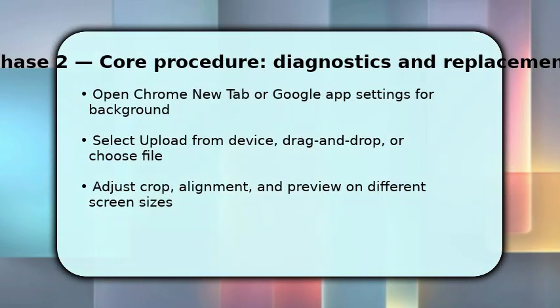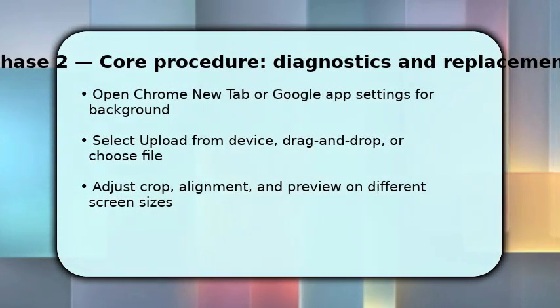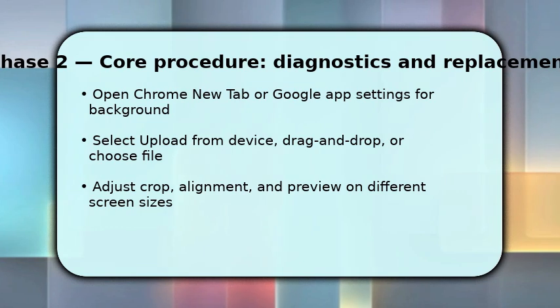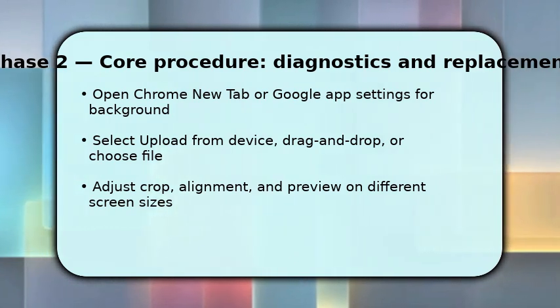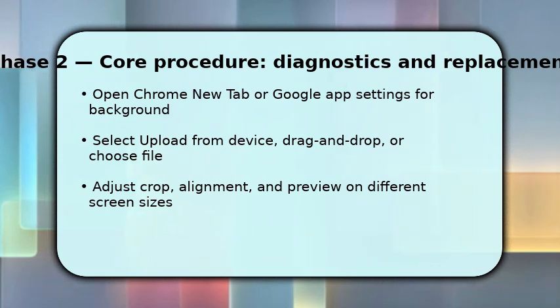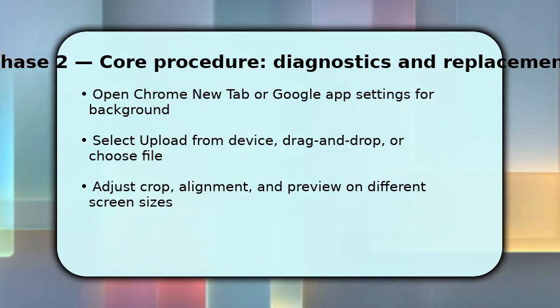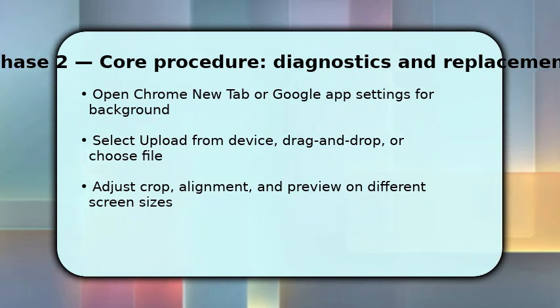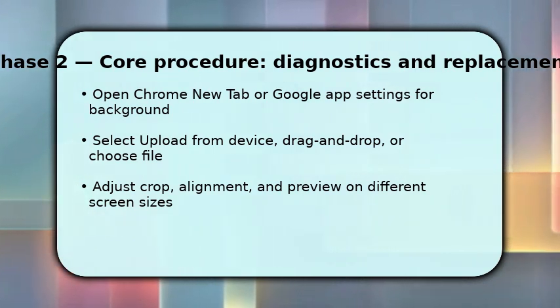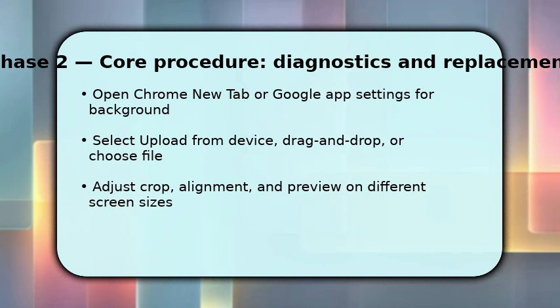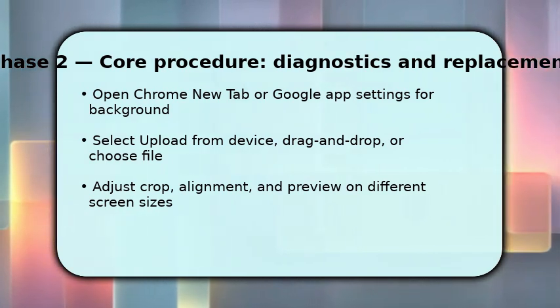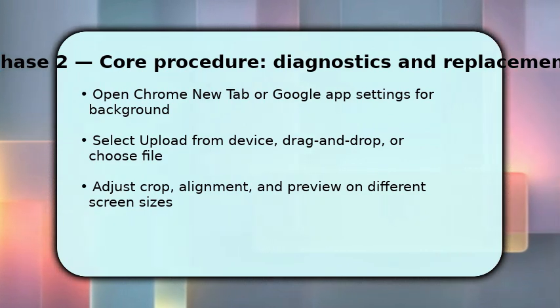Now upload the image through Chrome's new tab customization or the Google Apps background option. Open a new tab, click Customize, then Background, and choose Upload from Device. Alternatively, use the Google App settings on mobile. Drag and drop the file or use the file picker, and then crop or align so important content isn't obscured by icons or search boxes.